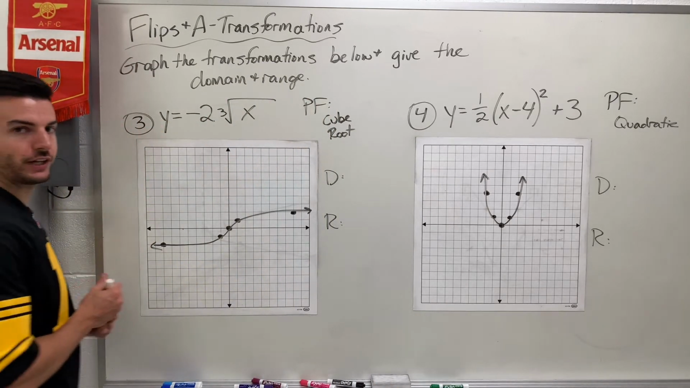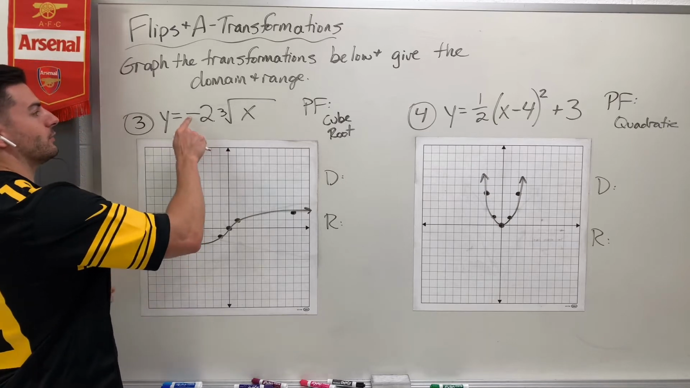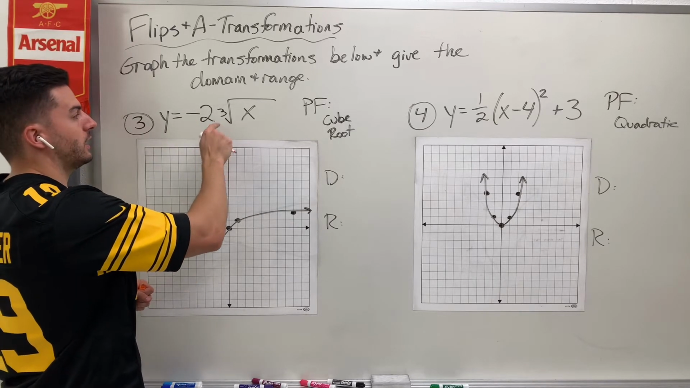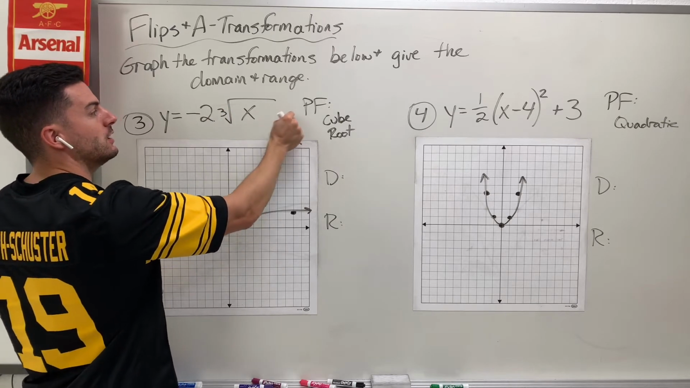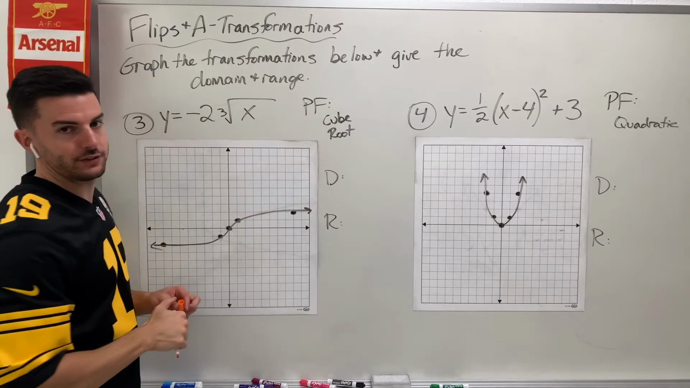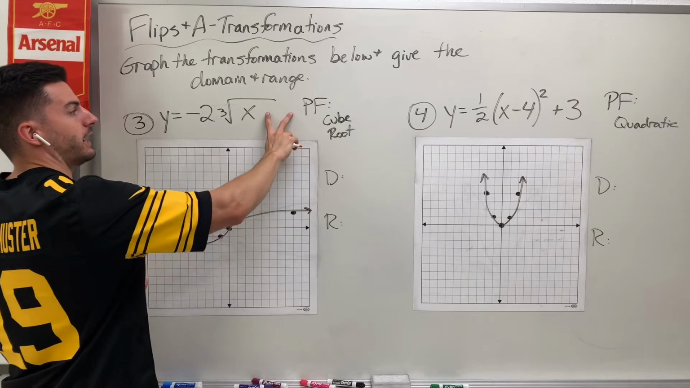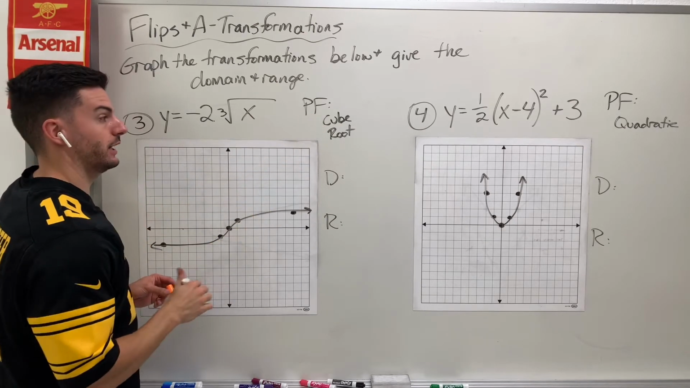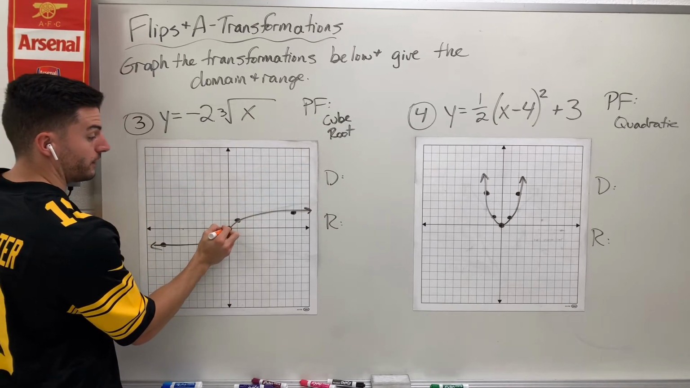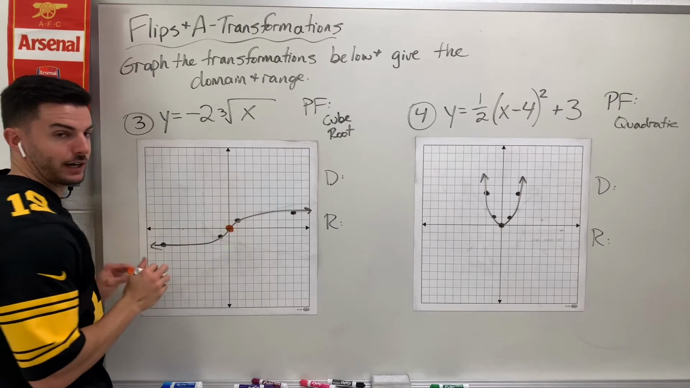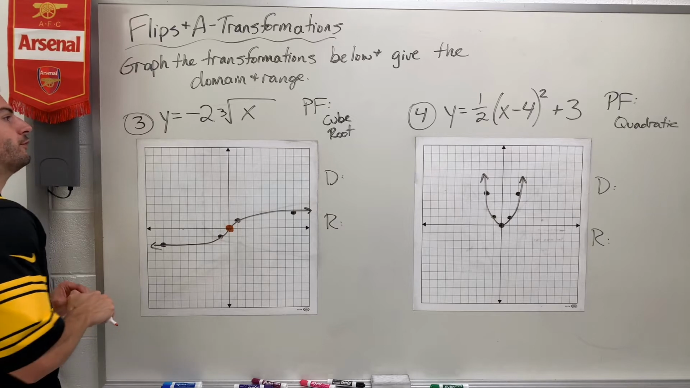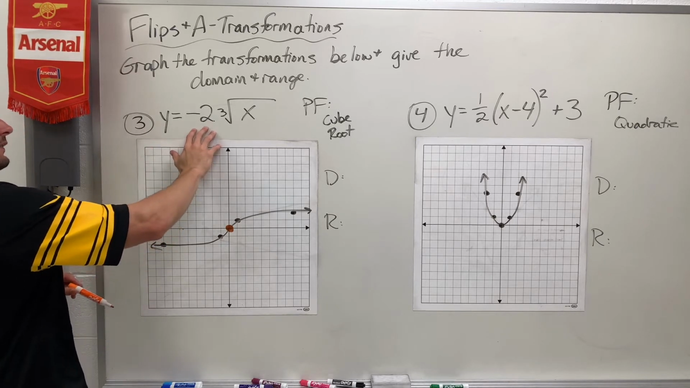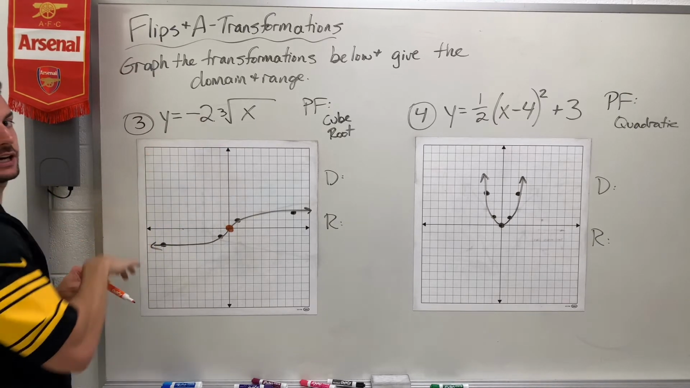Okay, let's talk about what the transformations are. Okay, so for this one, negative 2 times cube root of x. So what we don't have are vertical or horizontal shifts, right? Those are numbers added or subtracted after the x. Okay, so the origin point for my transformation graph is actually going to still be in the middle, which is cool.